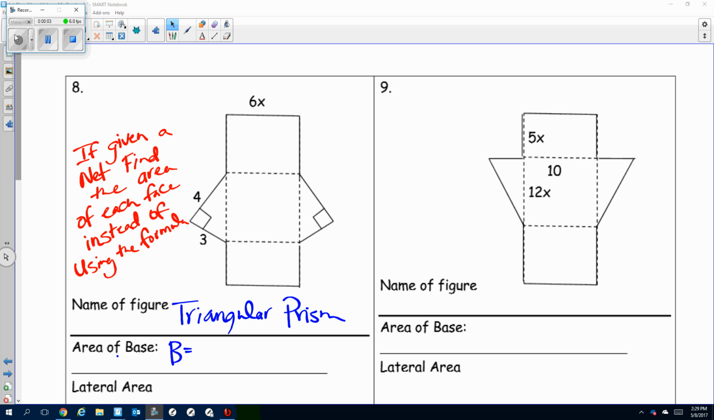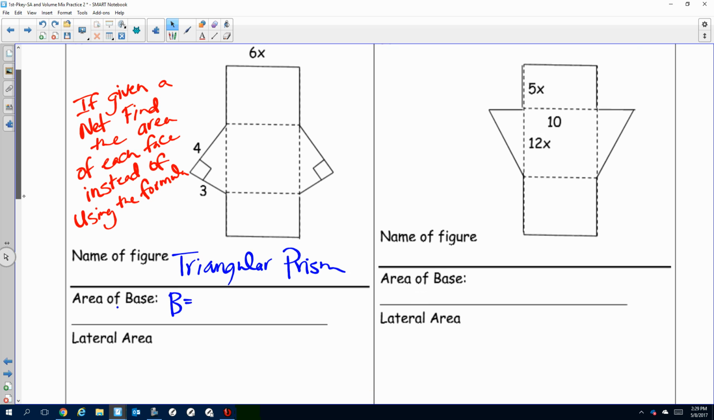Okay, for your net problems, I think that's 8 to 12. Basically, just break it down to a simpler problem. If it's a net, if it's flat, deal with your lateral area and your surface area.